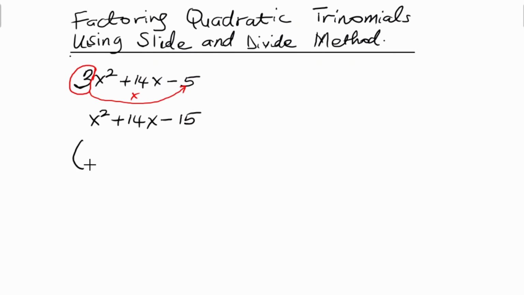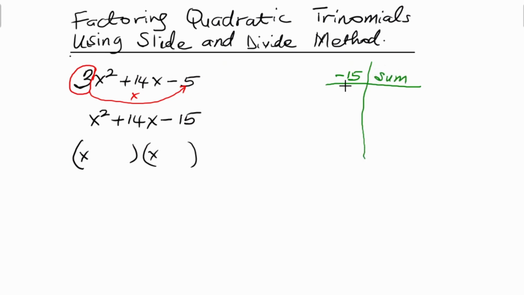So let's have two parentheses for the factors. And because of the x squared here, we're going to have x here and x here, so that when they multiply, we get x squared. Then we're going to look for two factors of negative 15 that when we add, we get positive 14. So let's start that here, negative 15. And then maybe let's just have something like a t-chart to represent the factors and the sum.